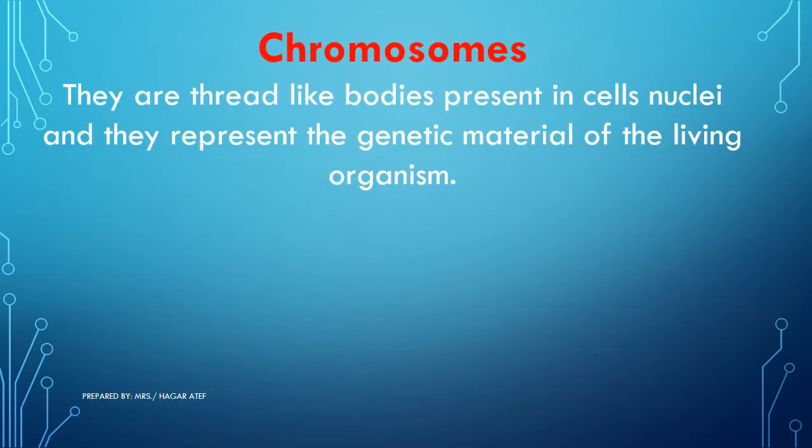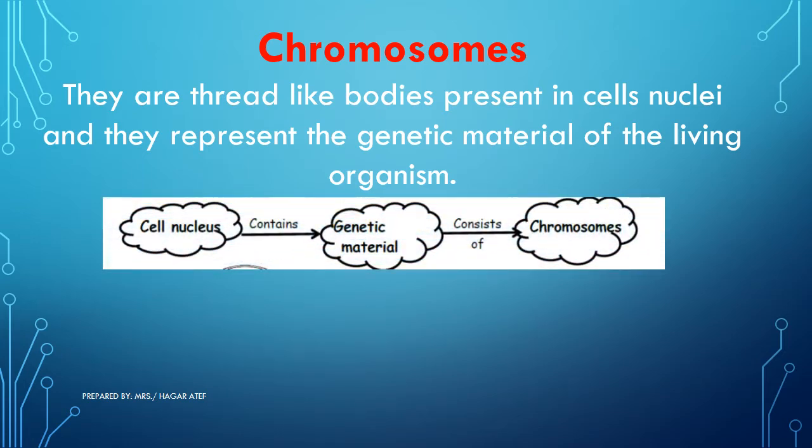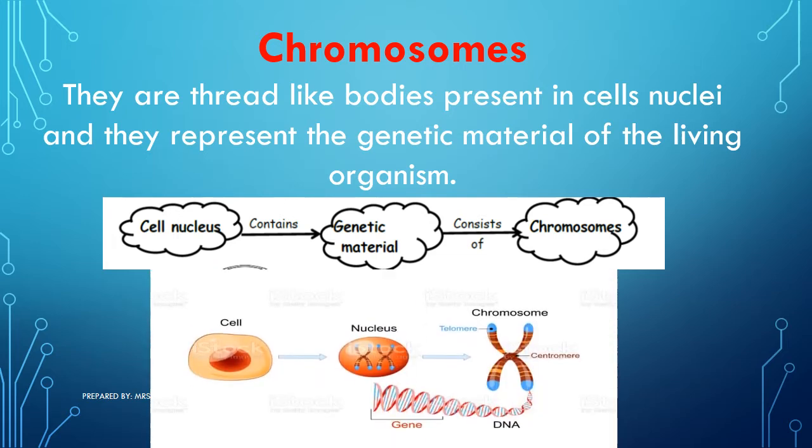All types of cells contain a nucleus, which contains thread-like bodies called chromosomes that have the main role in cell division. So, chromosomes are thread-like bodies present in the cell nucleus, and they represent the genetic material of the living organism. The cell nucleus contains the genetic material which consists of chromosomes.